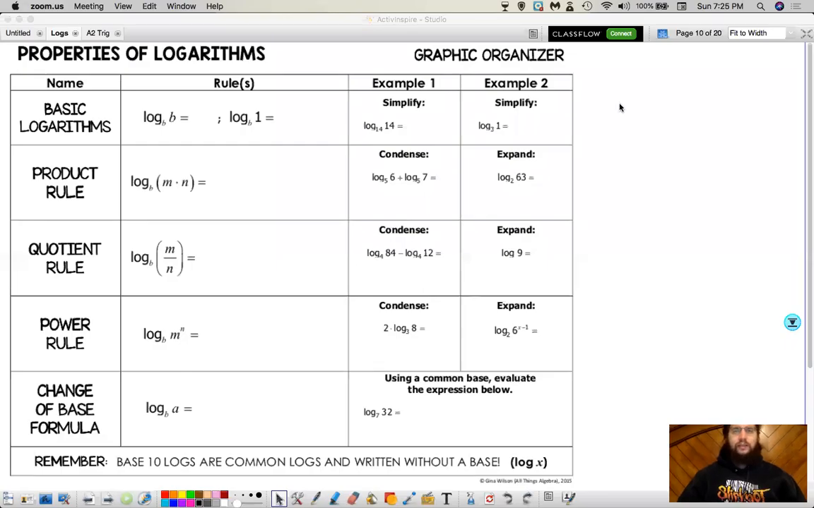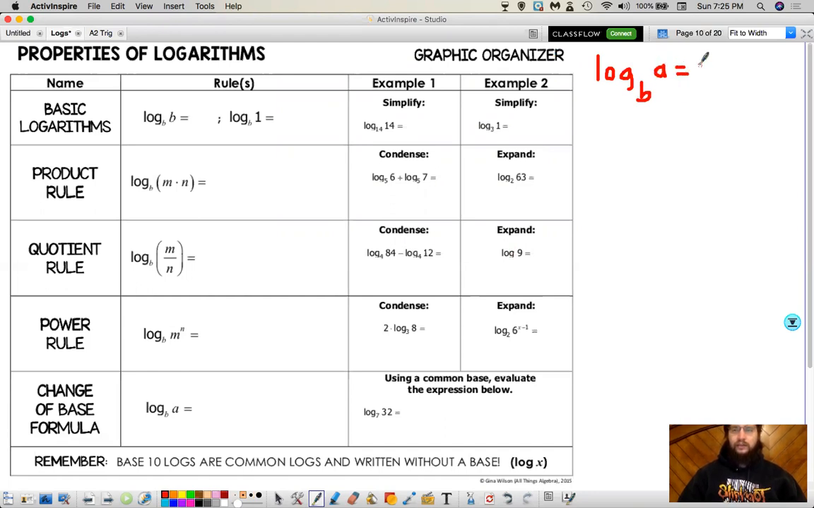All right, guys, let's sum up all those rules we've talked about. So first and foremost, how to convert a logarithm to exponential equation. Remember, if you've got log base b of a equal to x, that's equivalent to b to the x equals a.